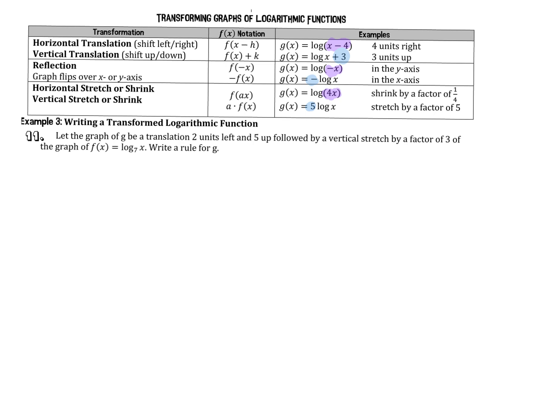Let the graph of g be a translation 2 units to the left. So for g of x, 2 units to the left is going to mean inside we're doing x plus 2, and 5 up means plus 5, followed by, now I need to figure out whether or not there's an issue with order, a vertical stretch by a scale factor of 3. So the order is wrong here because we're supposed to vertically stretch before we translate up and down. Because the order is wrong, I'm going to add an extra set of parentheses and put the 3 in front. Now, remember, x plus 2 is going to get substituted into x in the original function.